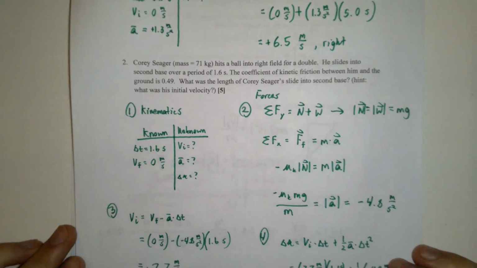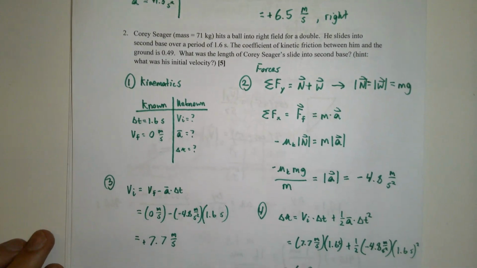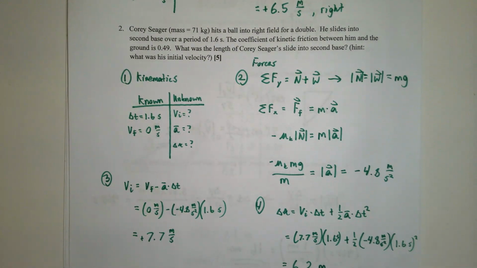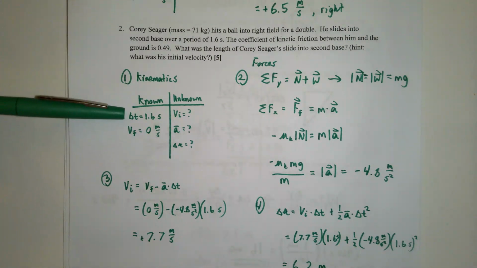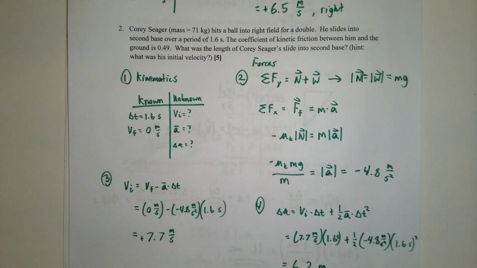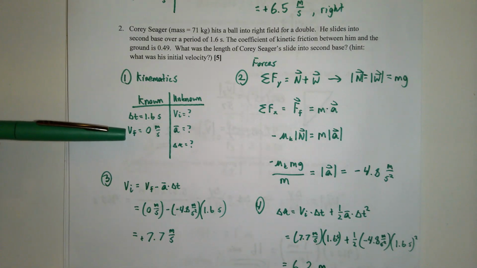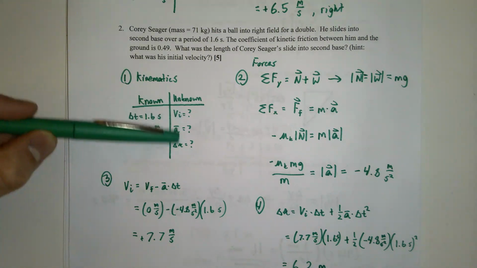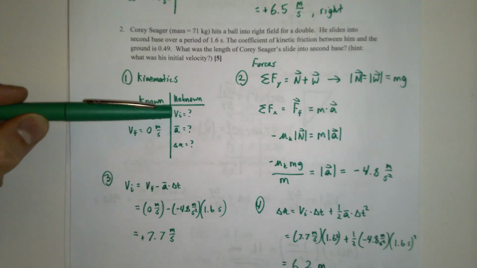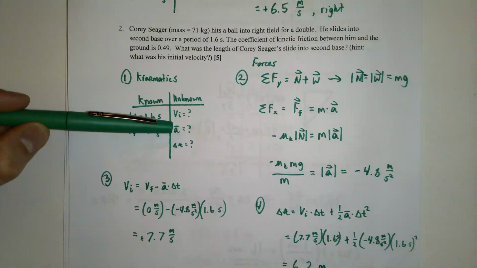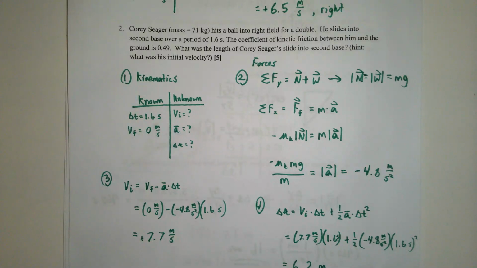All right, Corey Seager's slide into second base. First, we look at kinematics. We see in kinematics that we know the time of his slide takes 1.6 seconds. We know that his final velocity, because he comes to a stop on second base, is 0 meters per second. What we don't know are three kinematics variables. That is how fast he was going at first. We don't know the acceleration he underwent, and we don't know the displacement or the change in position his body underwent as he slid into second base.